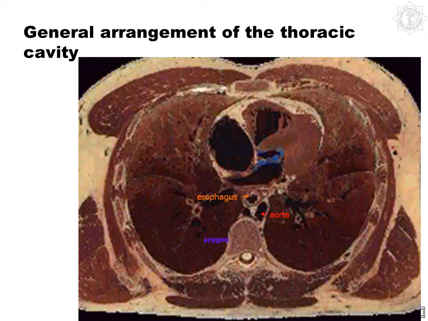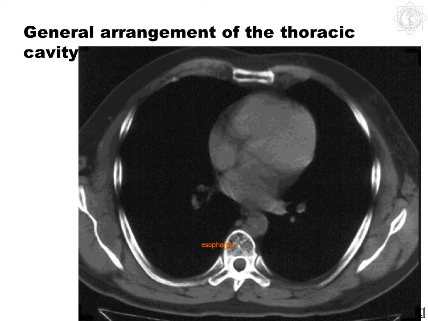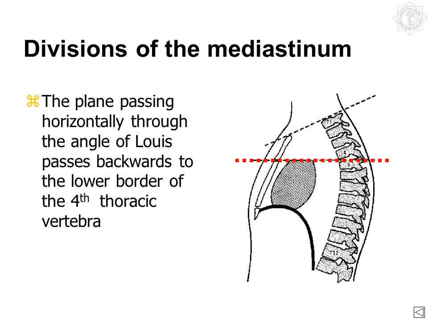This section shows the esophagus, aorta, and azygos vein. This is a CT of the arrangement of the structures. Now, the division of the mediastinum: the sternal angle and the intervertebral disc are a landmark. It will separate the mediastinum into the superior mediastinum above the dotted line, the red dotted line, and below the dotted line will be the inferior mediastinum.